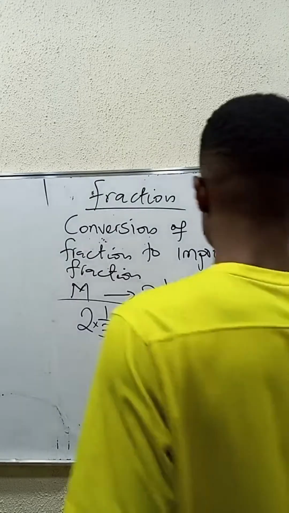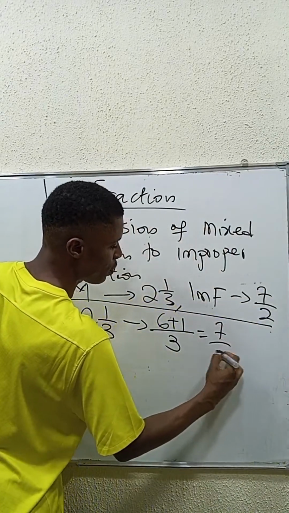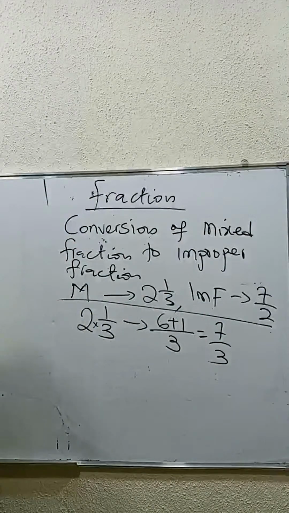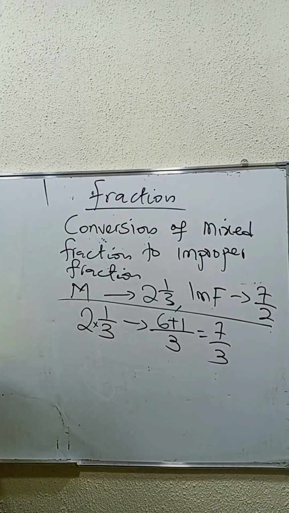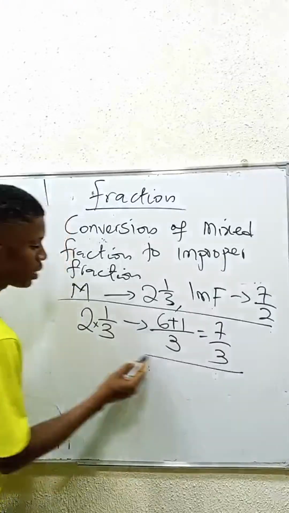Okay, 6 plus 1 is 7. So the answer is 7 over 3. And 7 over 3 is the same thing as 2 wholes 1 over 3. Good. Let's look at the next one.